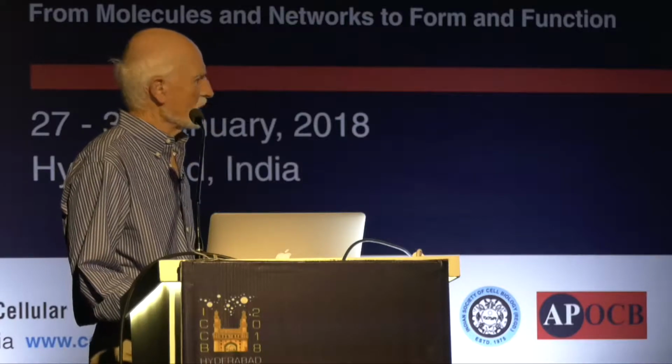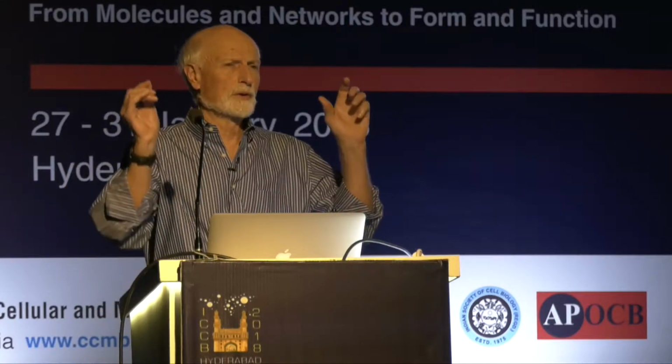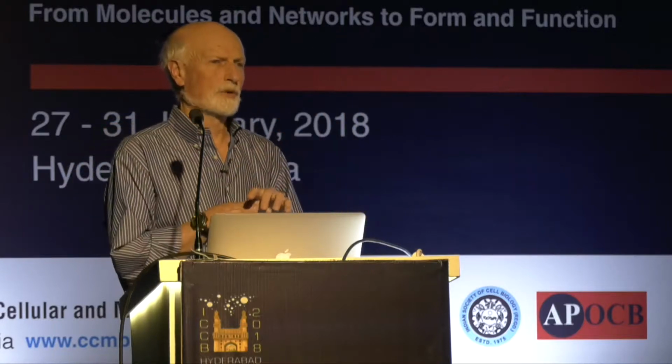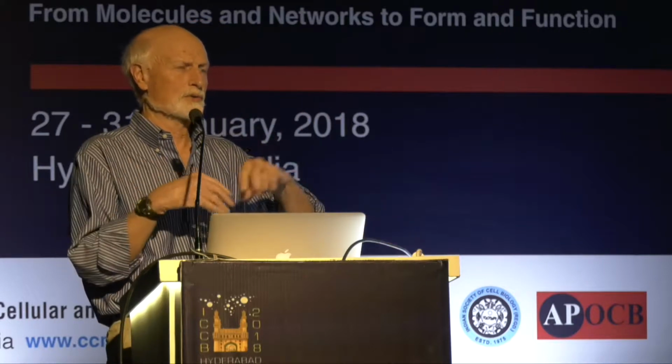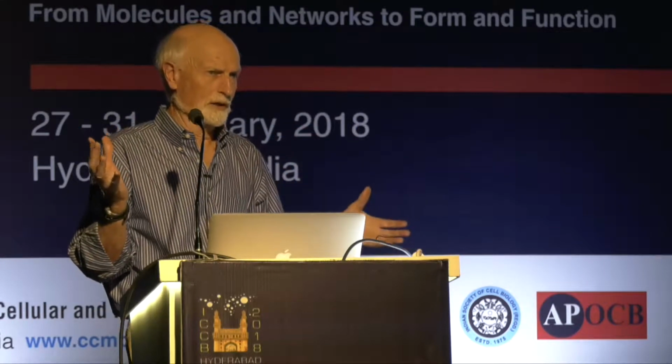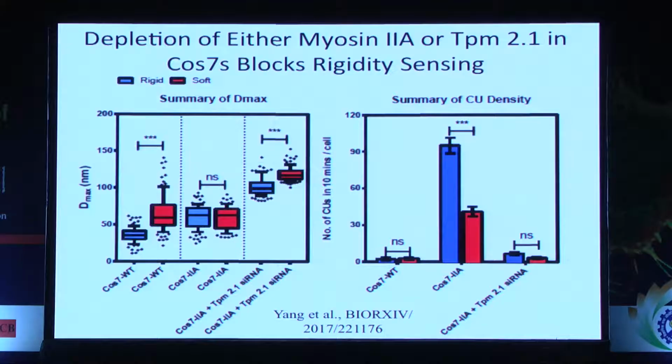So the next issue was whether or not we could bring these cells back into a normal state by restoring these cytoskeletal components as opposed to manipulating the tyrosine kinases. With the COS7s, they were missing myosin 2A. We added back myosin 2A, and now they seem to pull equally well on soft and rigid surfaces. This is the maximum displacement of the pillars. And they now had rigidity sensing contractions.